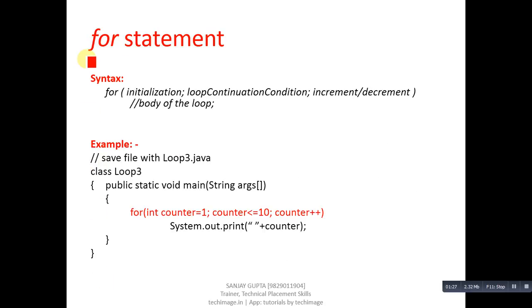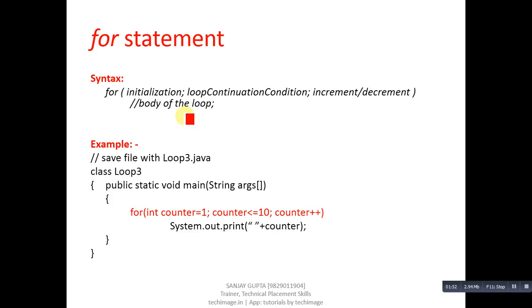The first type of loop is for. Here is the syntax of the for loop. A for loop is a type of loop in which all three parts of the loop are available in a single statement. Inside parentheses, first initialization, then a semicolon, then the loop continuation condition, then again a semicolon, then increment or decrement. After that, the body of the loop is available.